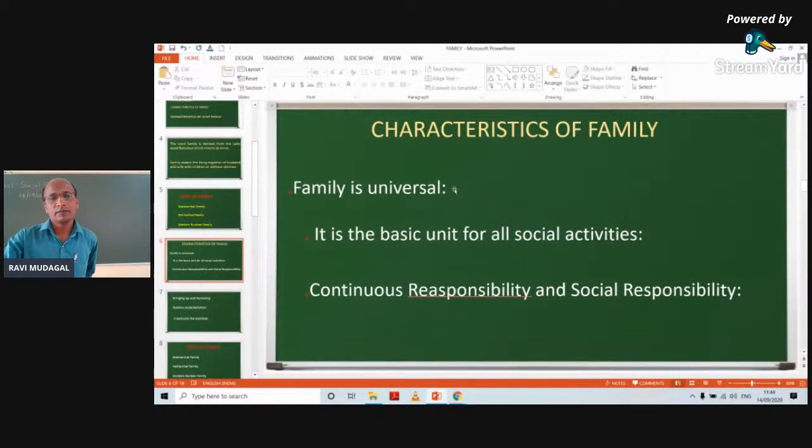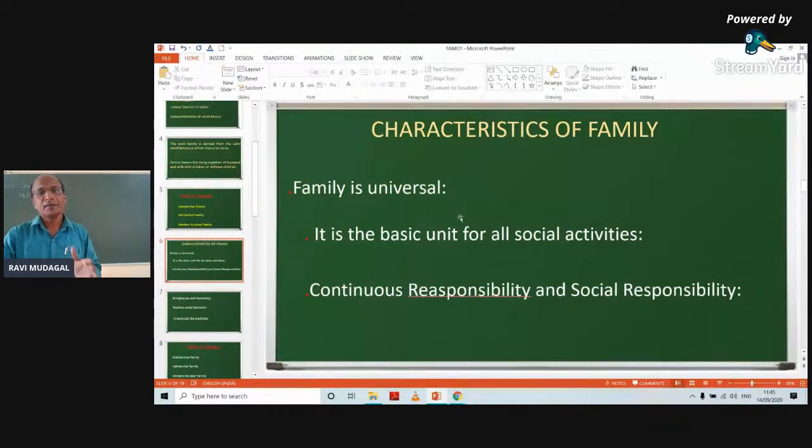Family is universal. Wherever you go, we see family everywhere. Not only in India, you can go to any country and you can see families. In Indian society or in foreign society, wherever you visit, you can find family, right? So, family is universal, right?